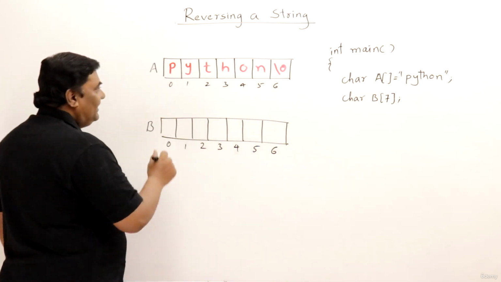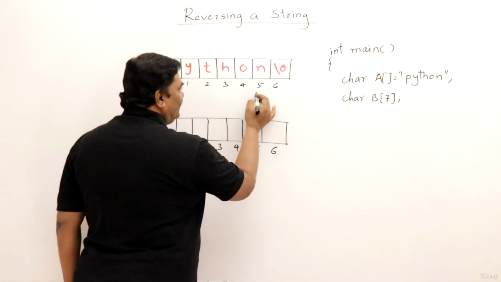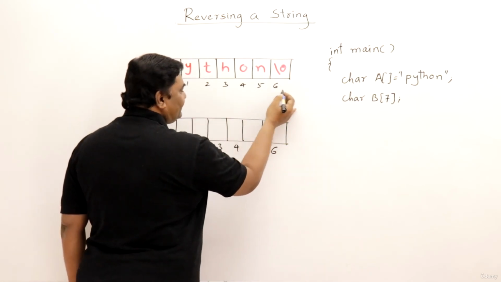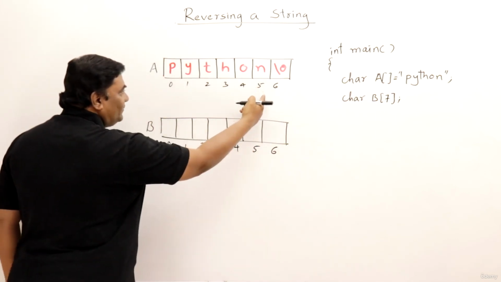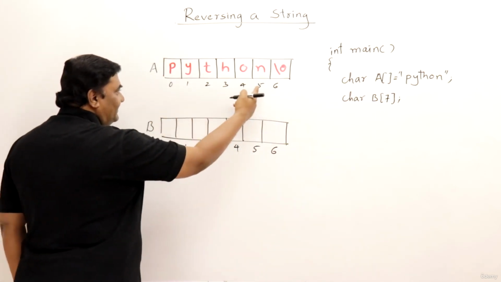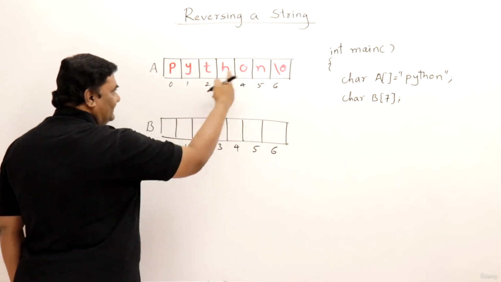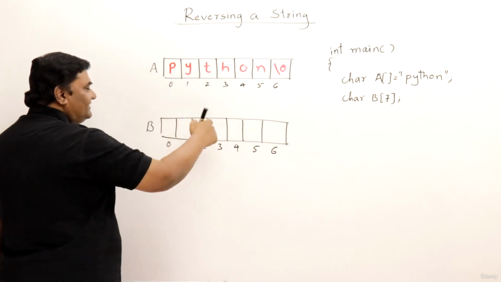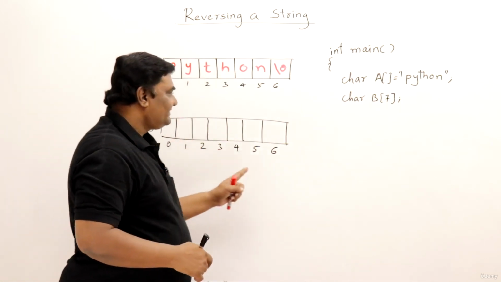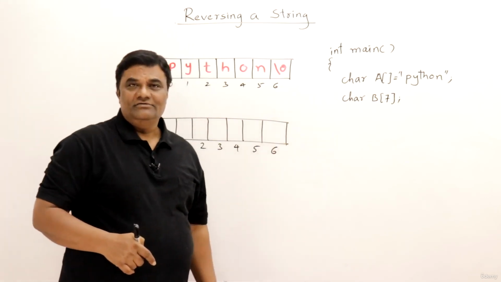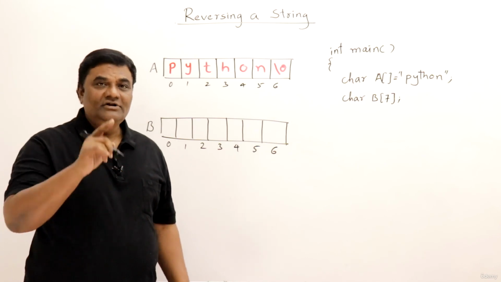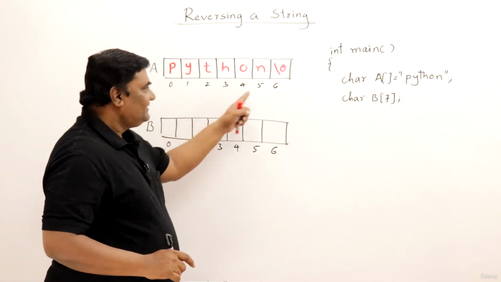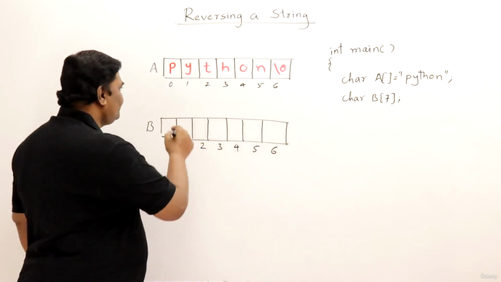For reversing, I should first of all reach the end of a string, that is the last alphabet. Once I reach there, I can start copying those elements into this array in reverse. So first I will copy N, then O, then H. In this way, I can copy all these alphabets and at the end add \0. So it is just like reverse copying a string. First of all, I should reach the end of a string. So let us do that.